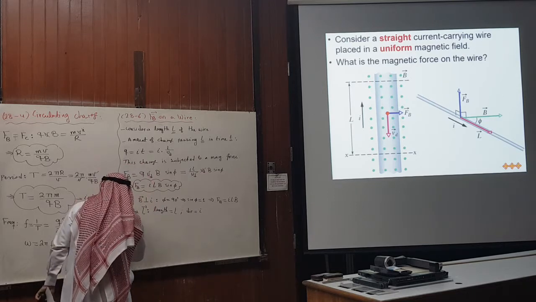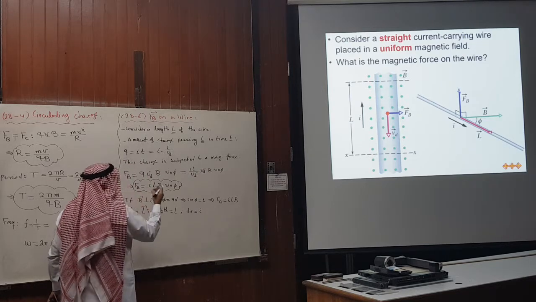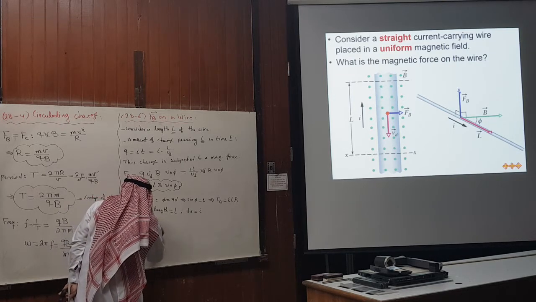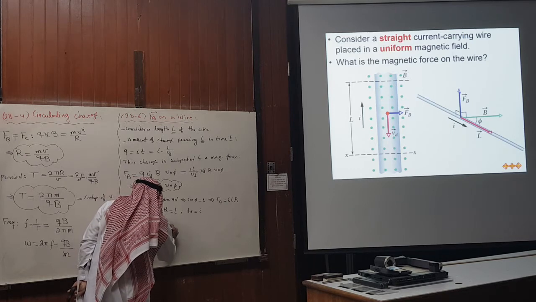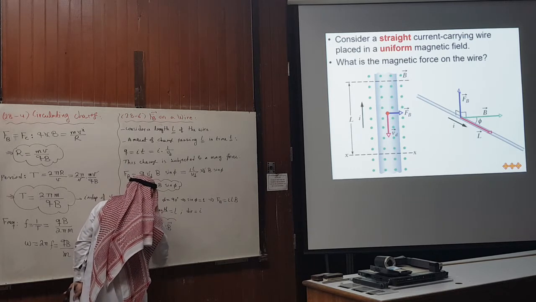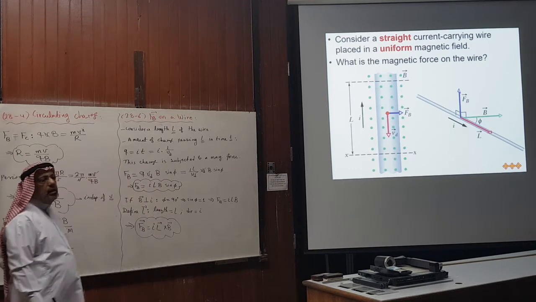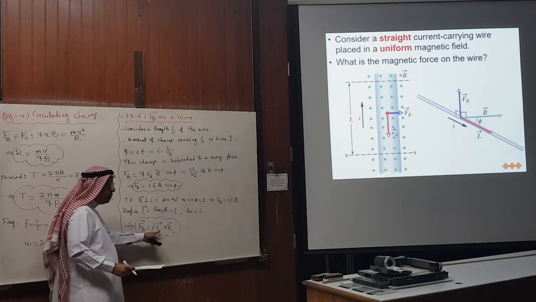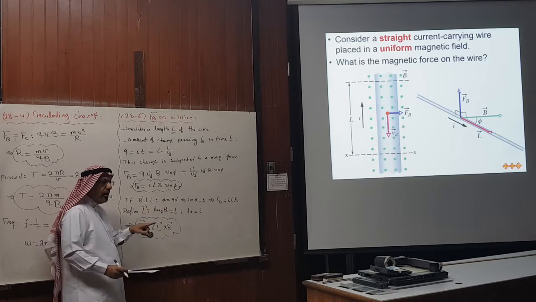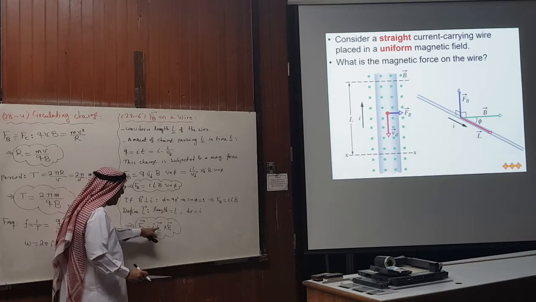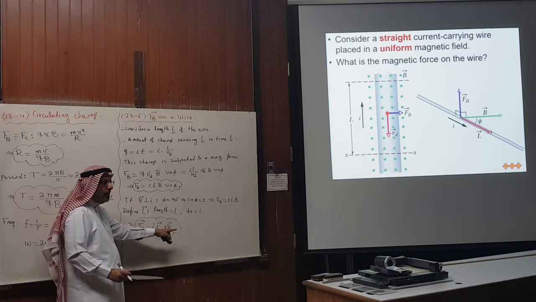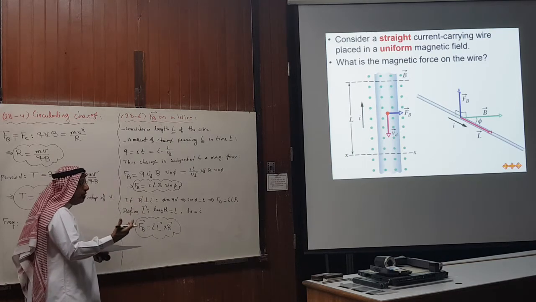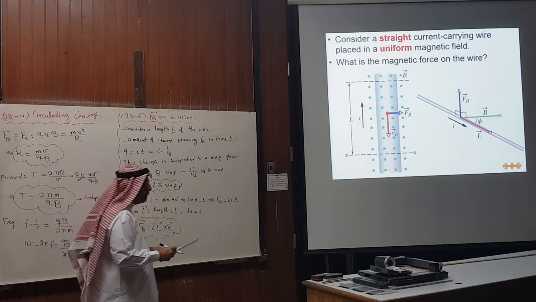With that, we can write this equation more compactly as F_B is equal to I L cross B. And this is the equation that we will use to find the magnetic force on the wire. First, identify the vector L. It's the length of the wire in the direction of the current. Then take its cross product with the magnetic field, and that will tell you, using the right-hand rule, the direction of the force and also the magnitude of the force.